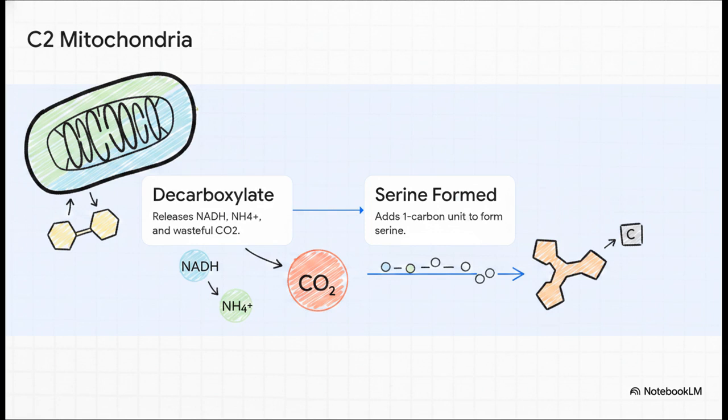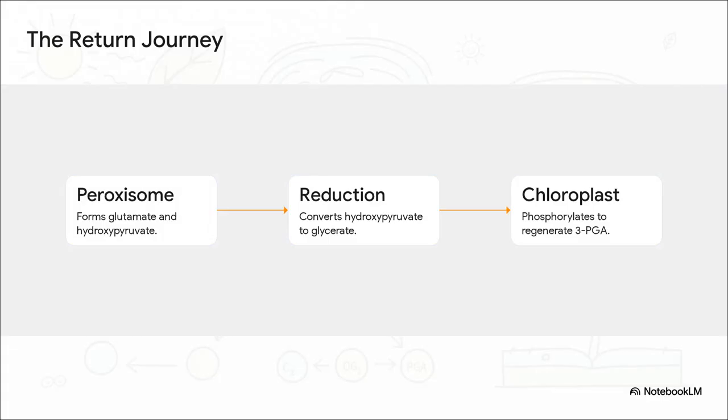That CO2 represents carbon that the plant had previously spent hard-earned energy to capture. So losing it, it's a terribly wasteful loss. Finally, serine hydroxymethyltransferase merges the remaining components to form the amino acid serine. Okay, we have to trace this carbon back to safety.